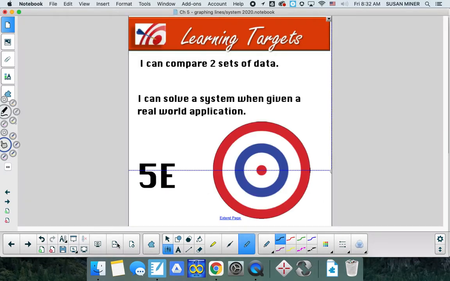And for today's lesson, we are going to continue with our system of equations, and we're going to be comparing two sets of data. Remember, a system just means more than one equation we're comparing. And what's different about today's, though, is this time we're going to take it into a real world application. We're going to kind of have some story problems. We're going to look and see what does a system of equations look like in the real world.